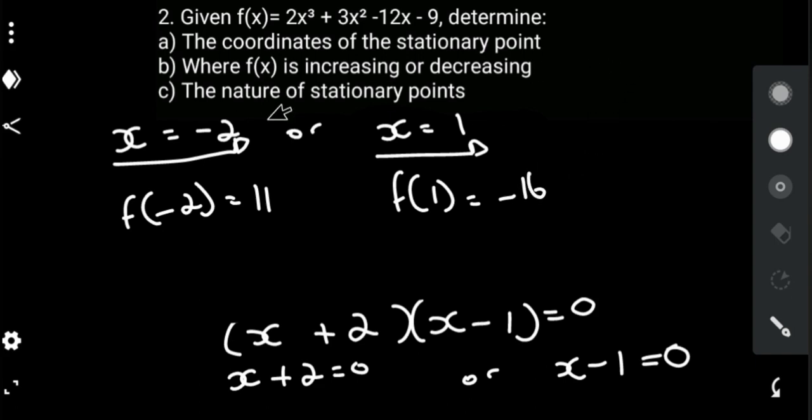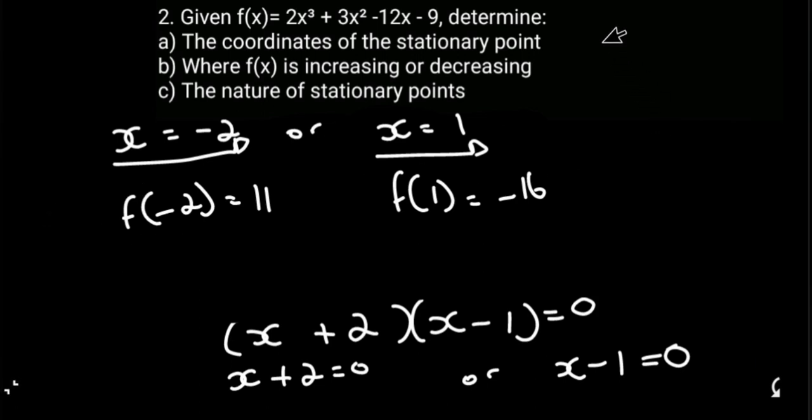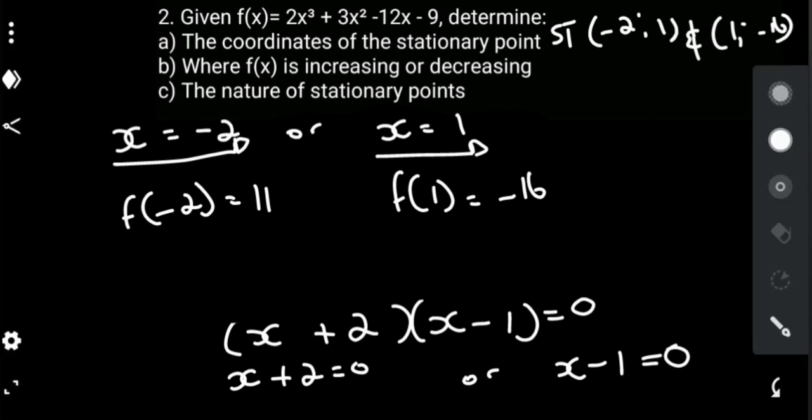These are the coordinates of the turning point. Just -2 paired with 11 and 1 paired with -16. These are the stationary points. So we need to determine which part of the graph is increasing or decreasing. So let me erase some other stuff.